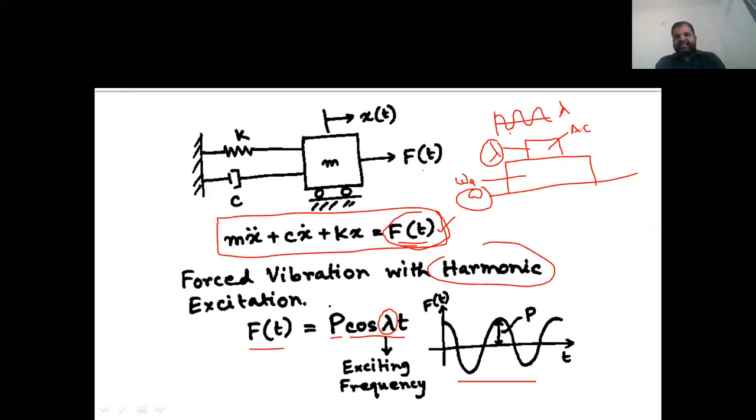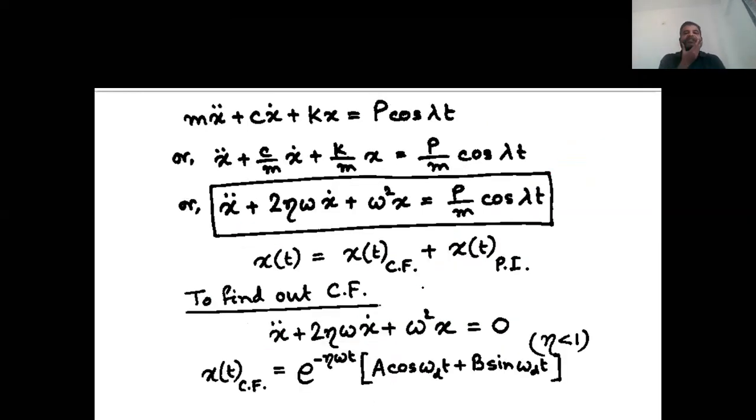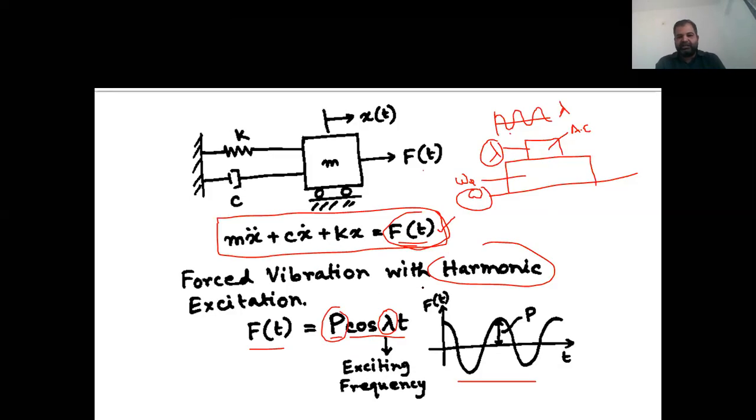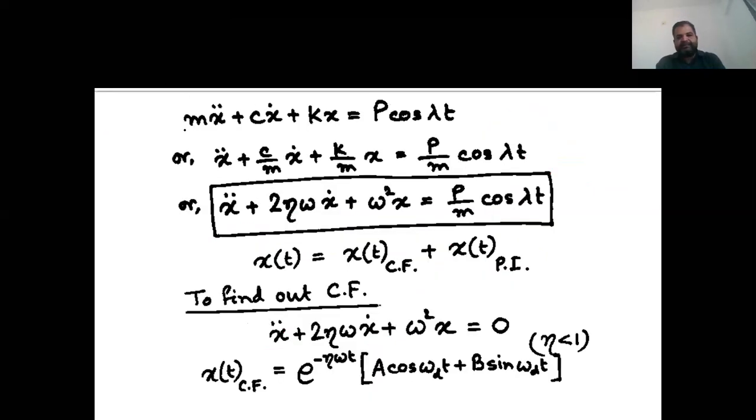So this is my exciting or operating frequency, where P is the amplitude of this particular cos term. You can see all the amplitudes are the same, so this value is the capital P. That is what I am assuming for this f of t value. Now let us move further. If I put this value into the equation, the differential equation becomes m x double dot plus c x dot plus k x is equal to P cos lambda t.